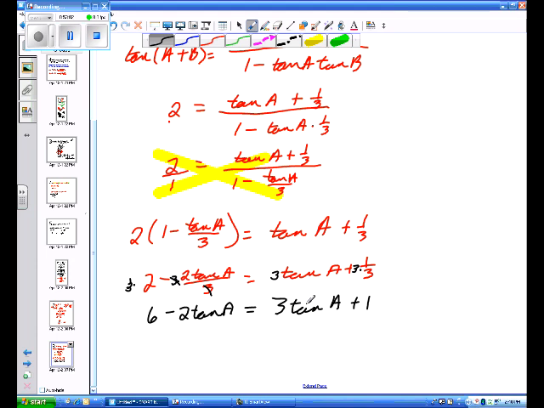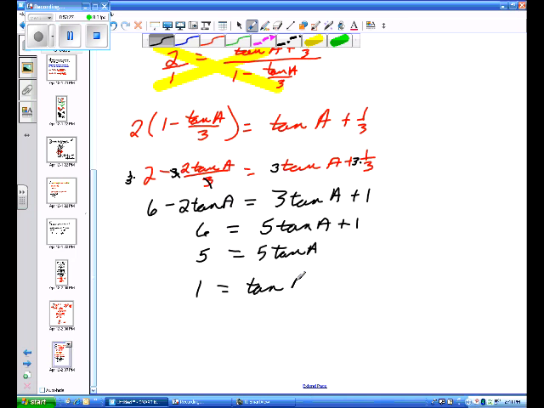So now I want to get my tangent A's on the same side, so I would add 2 tangent A to both sides. That would give me 5 tangent A plus 1. Want to get it by itself, so I'll subtract 1. So 5 equals 5 tangent A. And then dividing both sides by 5, I get 1 equals tangent A. So given what the sum of those were and what one of the functions was, we could find the other one. So it's a nice little way to solve.